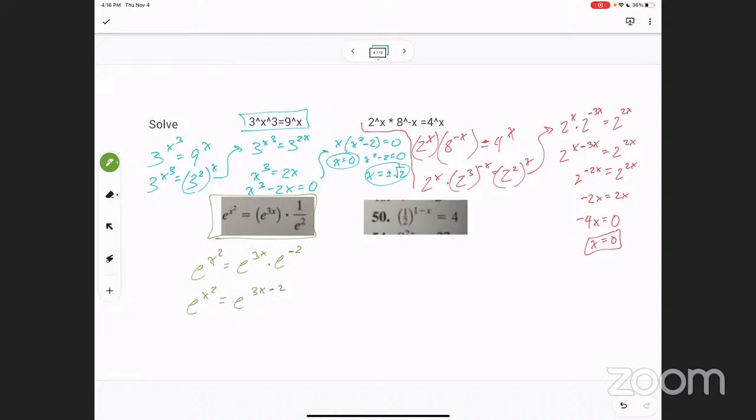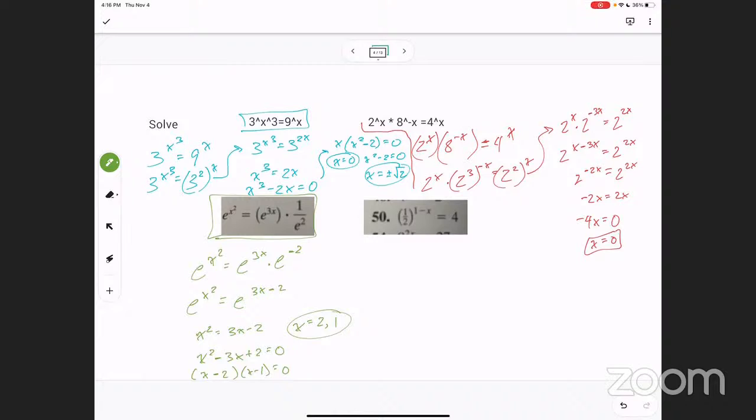Adding them together, which means x squared equals 3x minus 2, which means I have a quadratic equation. Let's solve it. Subtract 3x from both sides, add 2, factor: x minus 2 and x minus 1, which means x equals... I'm sorry, x equals 2 or 1. And then it's always a good idea to plug them in to make sure you did it right.